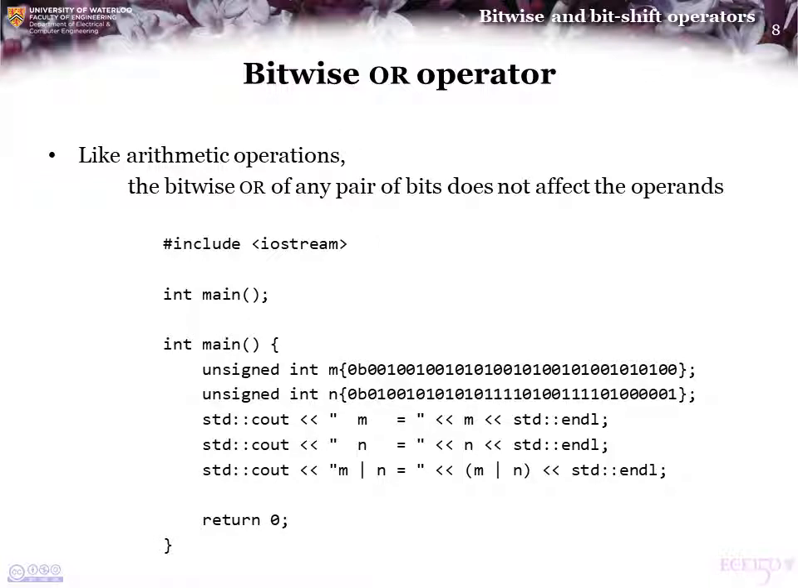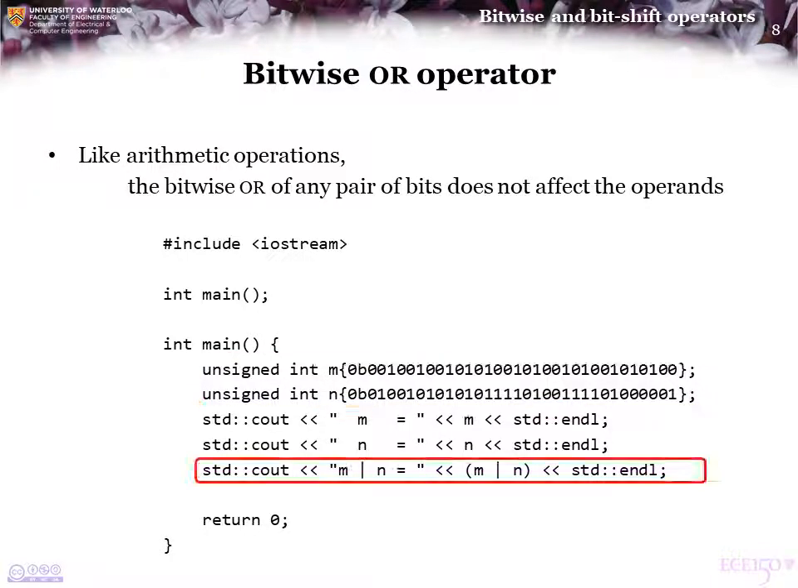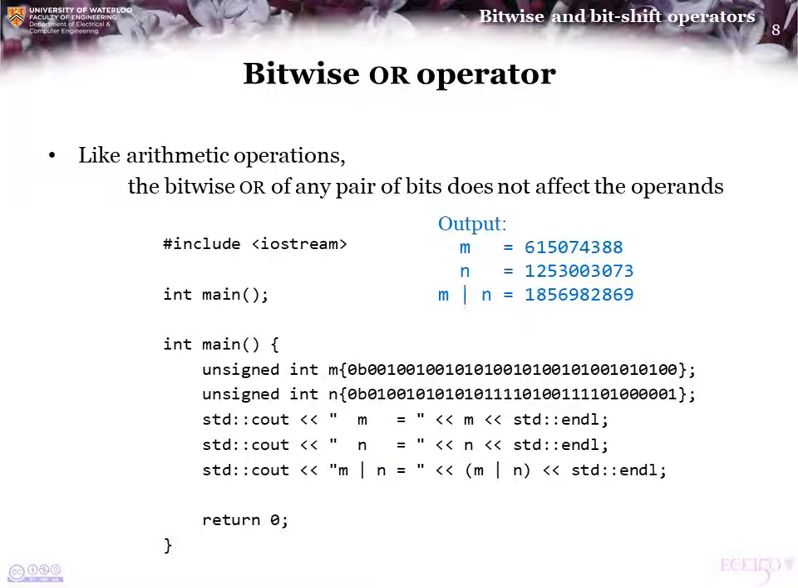Again, here we see a program that assigns two values to local variables m and n, and then prints out the values m and n as well as the bitwise OR of those two local variables. Here's the output, and if we convert the output to binary, we note that yes, indeed, this is the bitwise OR of both m and n. You can compare this on your own time if you wish.